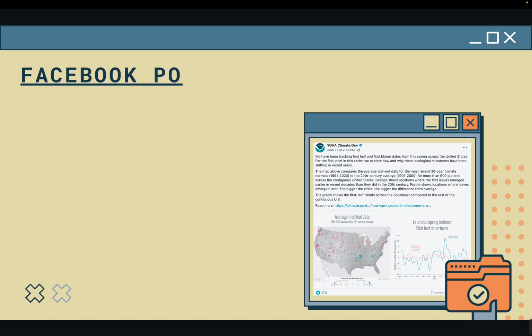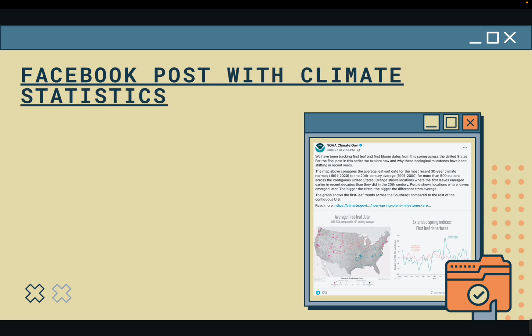So next is a Facebook post with climate change statistics. We'll first go over if it's current. It is current because it was posted in June of this year. Relevant, I'm not quite sure on the temperature changes, what those have to do with climate change, but it should be relevant to the climate change nature of the topic.